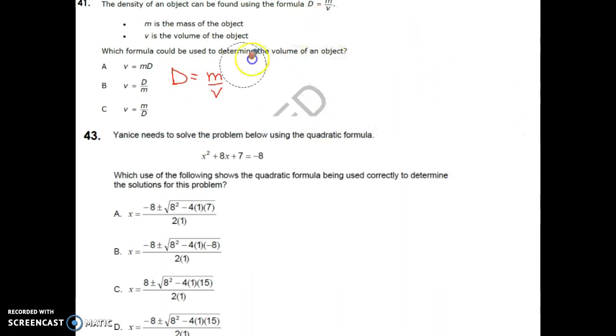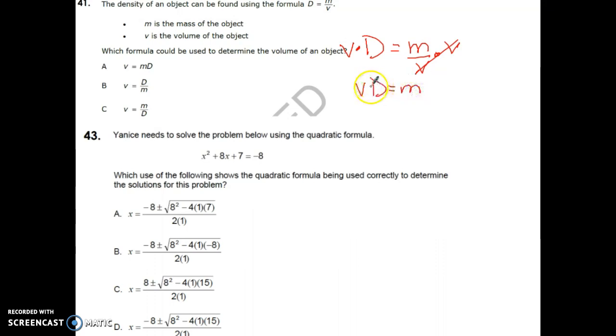So we're trying to get to the v. Well, you can't get to the v. It's in the denominator. We got to get it off the denominator. How do we get it off the denominator? We multiply to get it to the other side. So we multiply both sides by v. Okay. So we get vd is equal to m. And now we divide by d. And we get v is equal to m over d.